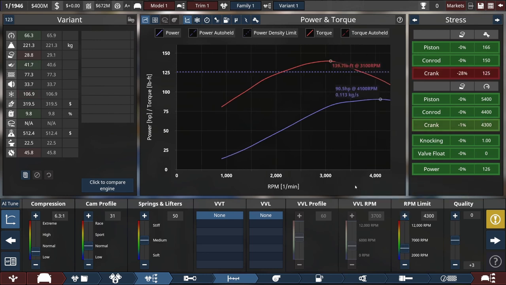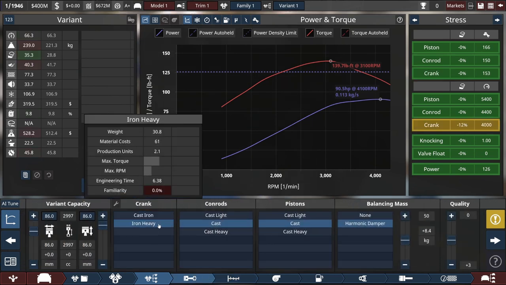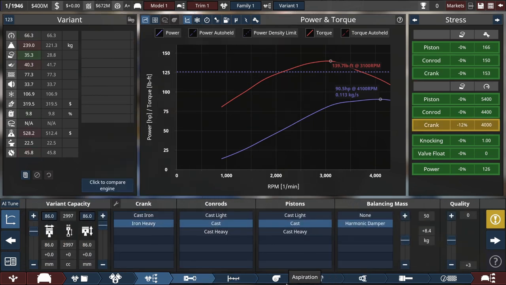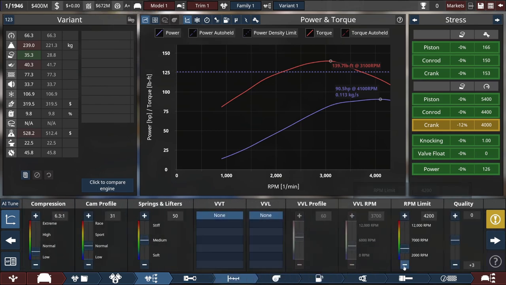4,300. And our crank is handling this. Looks like I have to do a heavy crank to make this much torque. It's going to force us to drive a little lower. It's okay to have a penalty here if you're selling into a market that does not care about reliability, but Family Premium does care.